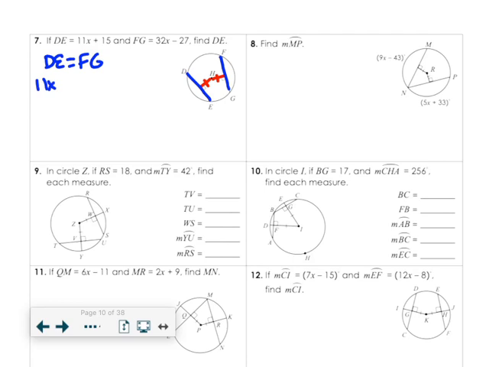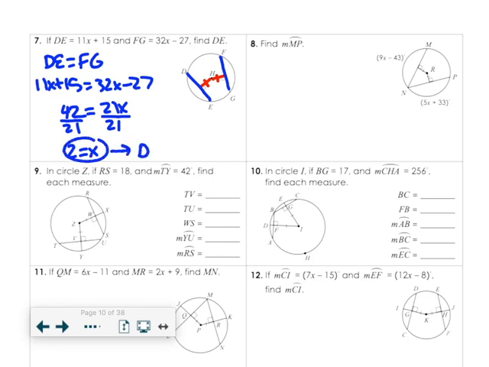So I know that 11x plus 15 has to equal 32x minus 27. Okay, I'm going to move the 27 over by adding it with the 15, so that's 42 on this side. I'm going to subtract 11x from both sides, and that's going to give me 21x on this side. Divide both sides by 21. 2 is equal to x. Okay, they want us to plug that into DE. So 11 times 2 plus 15, which is 37. So our final answer is 37.